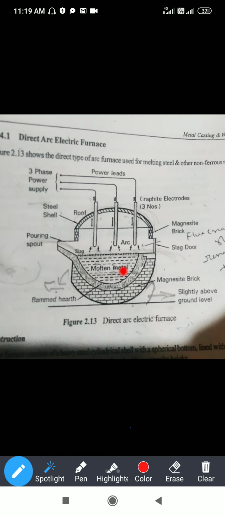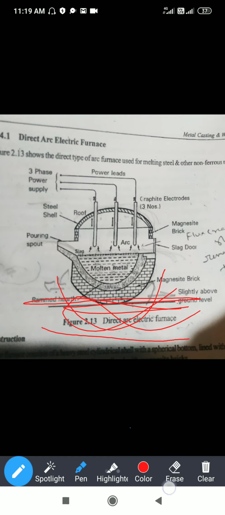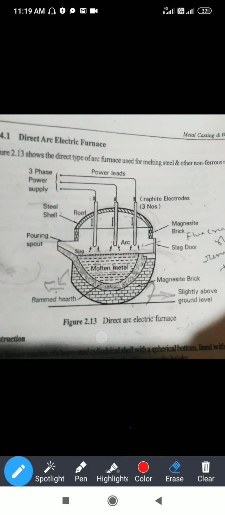Now how is the pouring carried out? With the help of this electric arc furnace. You can see in this diagram that the bottom is curved, and there is a slider at the base. So this furnace moves forward and backward, and it can also tilt, in a U shape, like this.